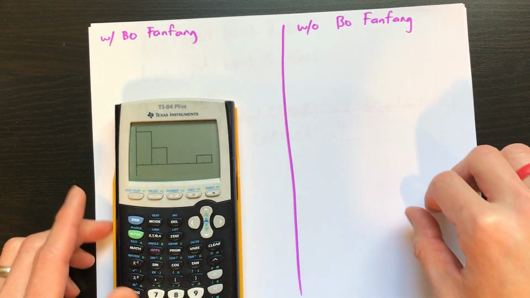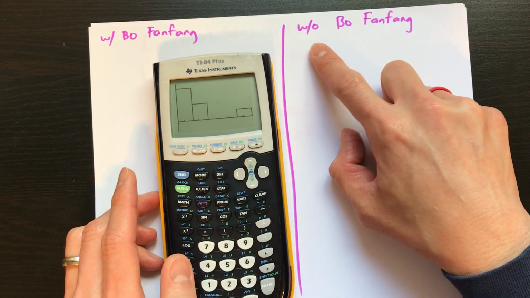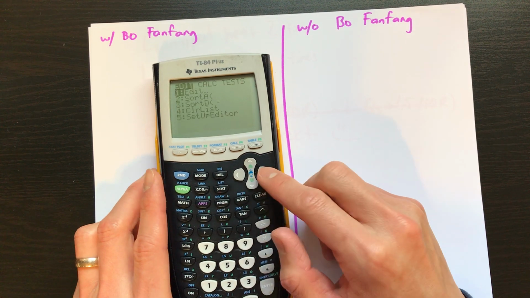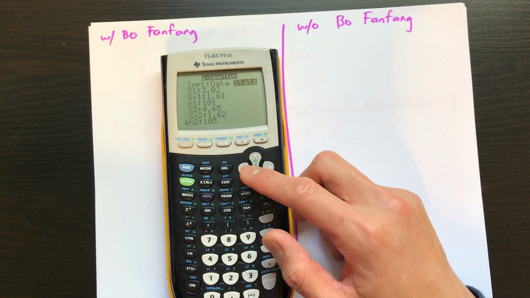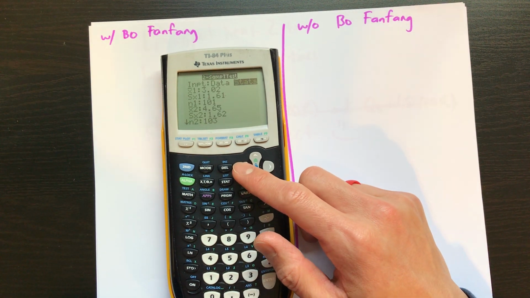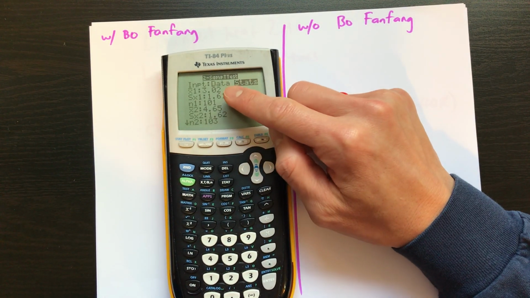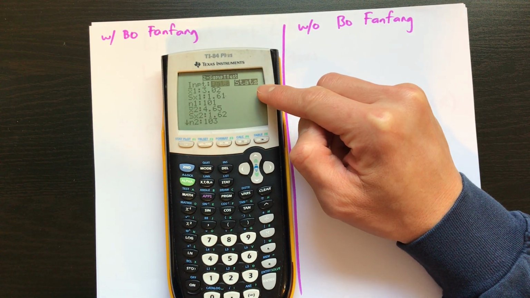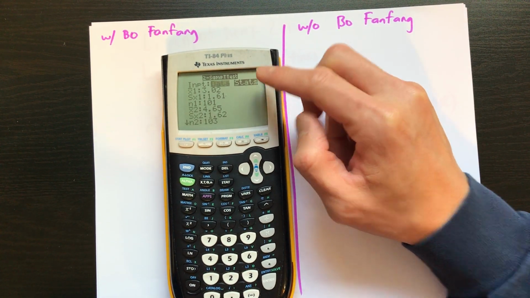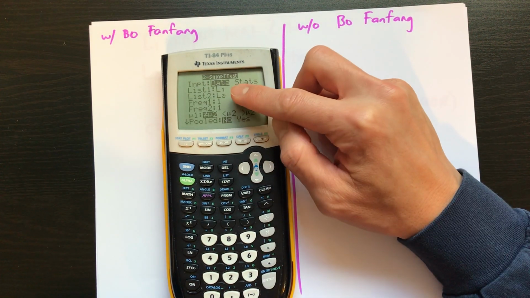So I'm going to go back, let's do our data without Bofanfang, okay? So I'm going to go to stat, test, and we're in the fourth option. So here now you have a choice. You can go and calculate the statistics for each group using your list, right? Using 1var stats. Or you could just go back to your data.